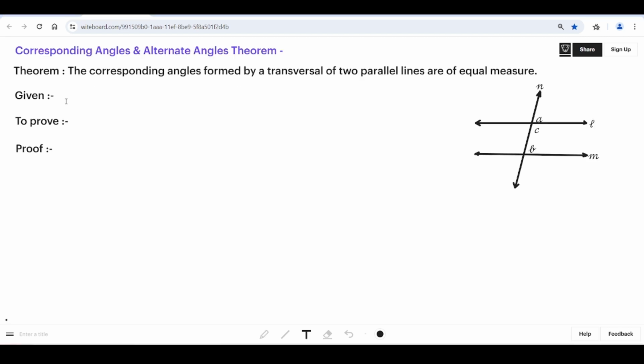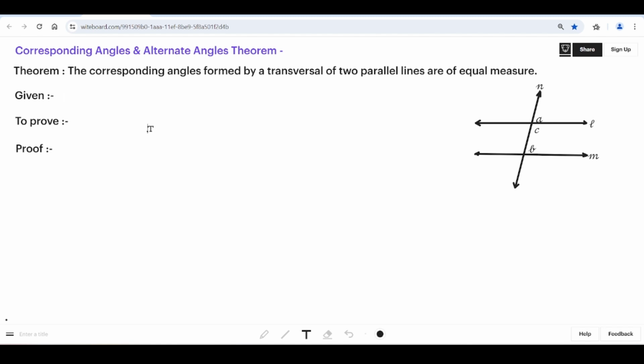Okay. Here is the next point of the chapter, the corresponding angles and alternate angles theorem. First we will see the corresponding angle theorem. The theorem says the corresponding angles formed by a transversal of two parallel lines are of equal measure. So now these are the lines L and M as given. Those are parallel and they are intersected by a transversal, that is N. Now see the corresponding angles formed on this side, angle A and angle B.